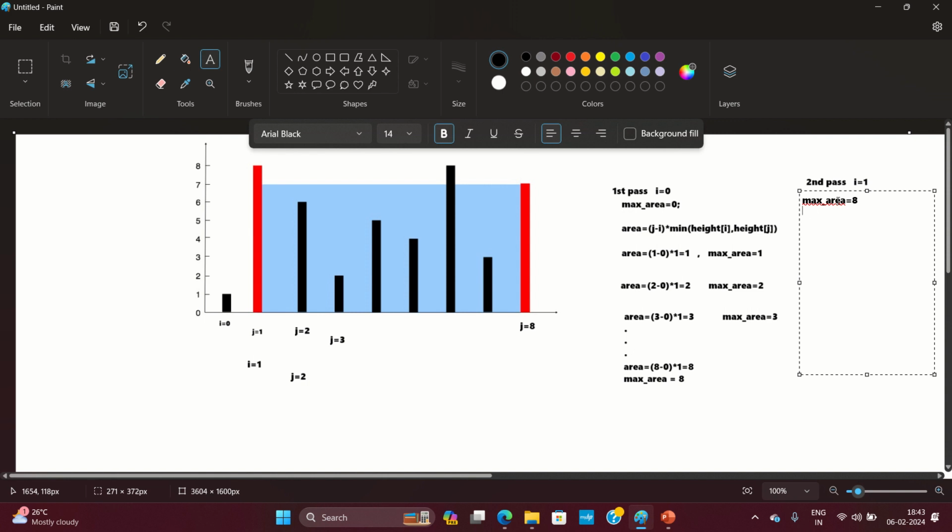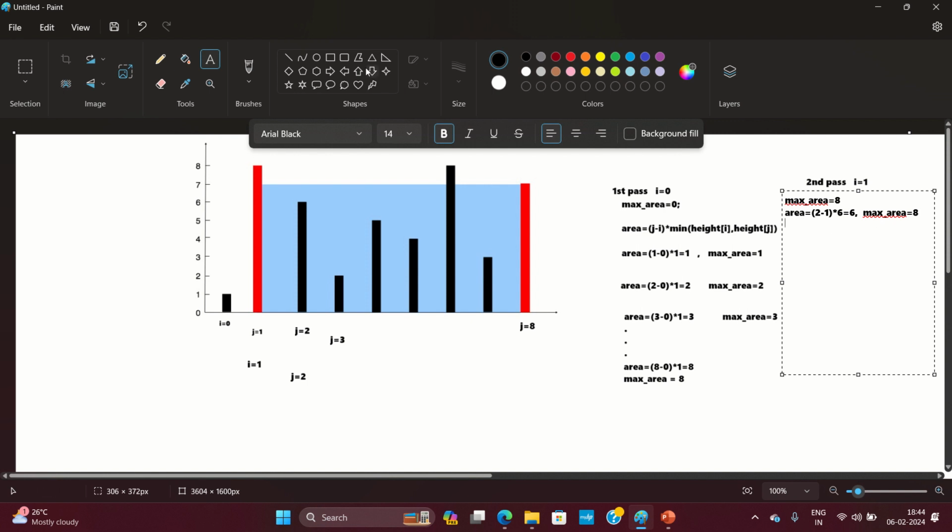Now see, area is equal to j minus I, that is 2 minus 1, into the minimum of height of I and height of j. Height of I is 8 units and height of j is 6 units. So the minimum is 6 and therefore the area is 6. Is it greater than the previous max area? The answer is no, and therefore we won't change max area. Max area stays 8 only. Fine.